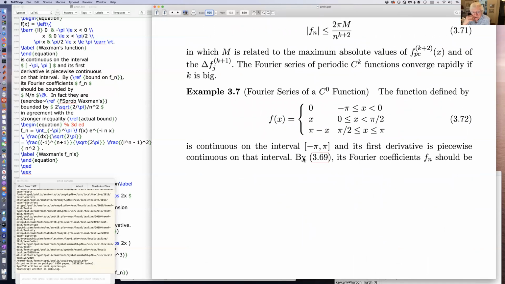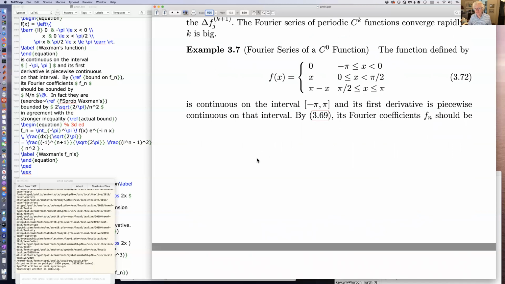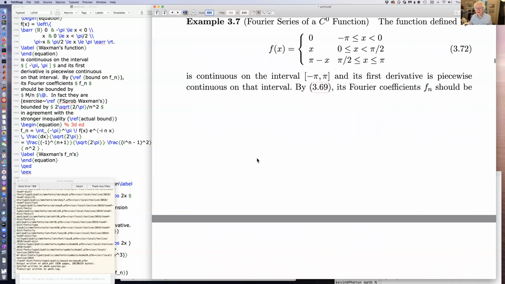As an example, let's just look at a C0 function. So this is a function that has no continuous derivatives, but it is piecewise continuous. It's continuous. On the other hand, its first derivative is piecewise continuous, but not continuous, so it's not in C1.